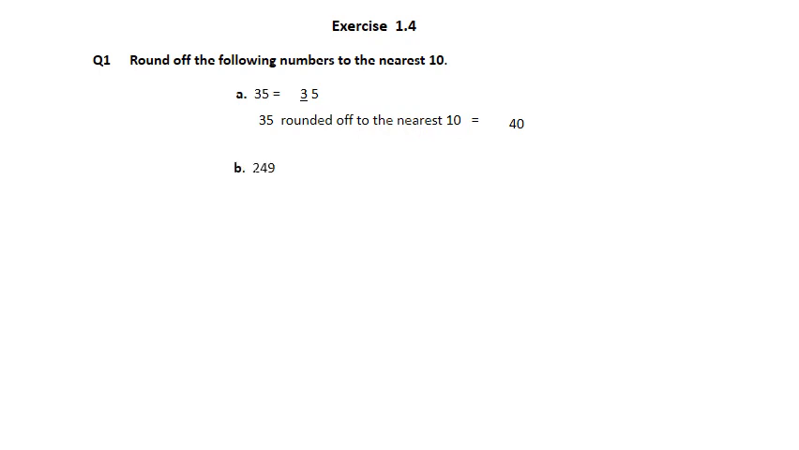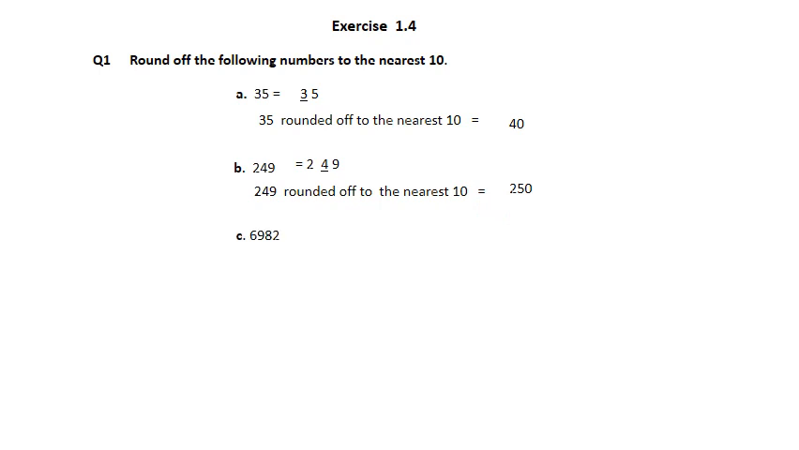B, 249. We want to round off to the nearest 10. So first we will underline the tens place. Now we will look at the ones place. Now the ones place is here 9, which is more than 5. So the tens place will increase by 1 and the ones place will be replaced by 0. So this 4 when increased by 1 will become 4 plus 1, 5. So your answer is 250. That means 249 when rounded off to the nearest 10, the answer is 250.